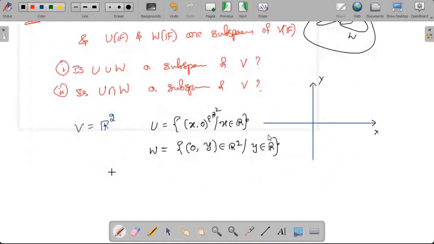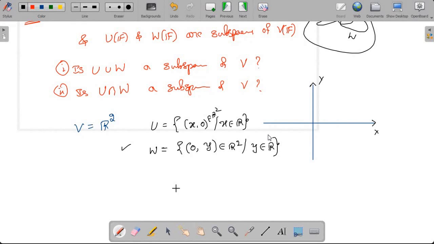Now how about their union and their intersection? Intersection of x-axis and y-axis is the zero element. That is a subspace. So as of now, for this example, intersection is a subspace. But how about their union? What is the union of x-axis and y-axis? If you observe, it is just the plus symbol. Or in other words, whatever you are seeing here.